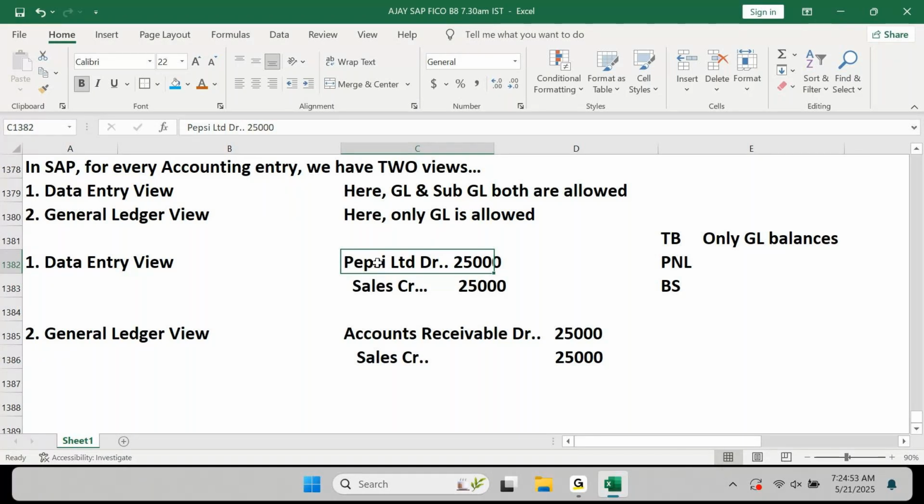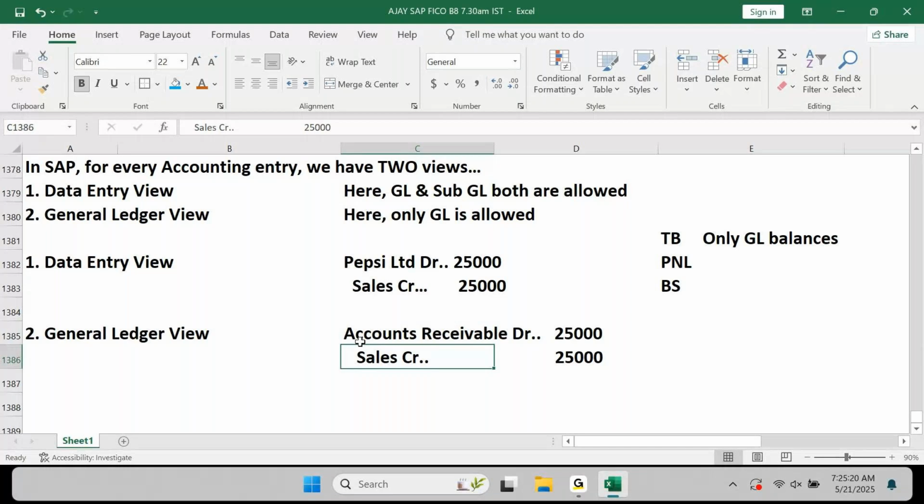Yes, sir. So to ensure my TB is correct, my accounting is correct, any subledger posting that you do to a customer, to a vendor, to a fixed asset, is by default copied to a reconciliation account, the main ledger account. The moment you put Pepsi, the system will automatically update accounts receivable. And these two are interconnected.